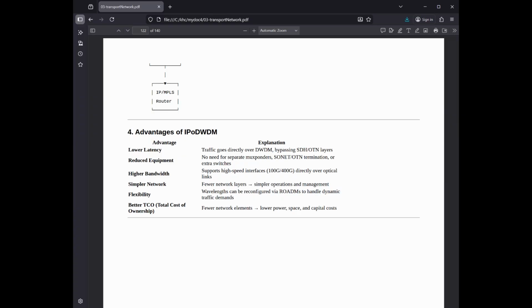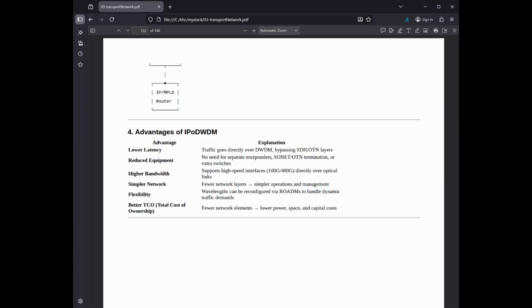The IPoDWDM comparison. In a modern IPoDWDM setup, the middle step is removed. The router uses a coherent pluggable, like a 400ZR. The router does the coloring itself. The packet goes from the router's internal switch fabric directly onto the long-haul fiber as a colored wavelength. Benefit: you eliminate the transponder hardware entirely, reducing the number of optical-to-electrical conversions and saving significant power.